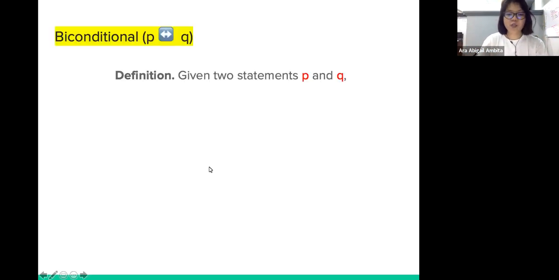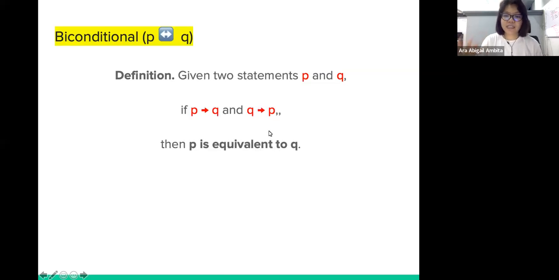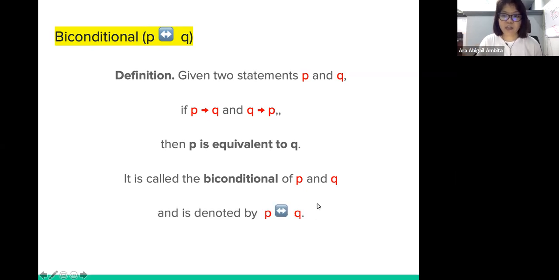Okay, so suppose we have two statements P and Q. If P implies Q and Q implies P, so as you notice, P implies Q is a conditional statement. Q implies P is the converse of the original conditional P implies Q. So if P implies Q and Q also implies P, then we can say that P is equivalent to Q. It is also called the biconditional of P and Q and is denoted by the symbolic notation.